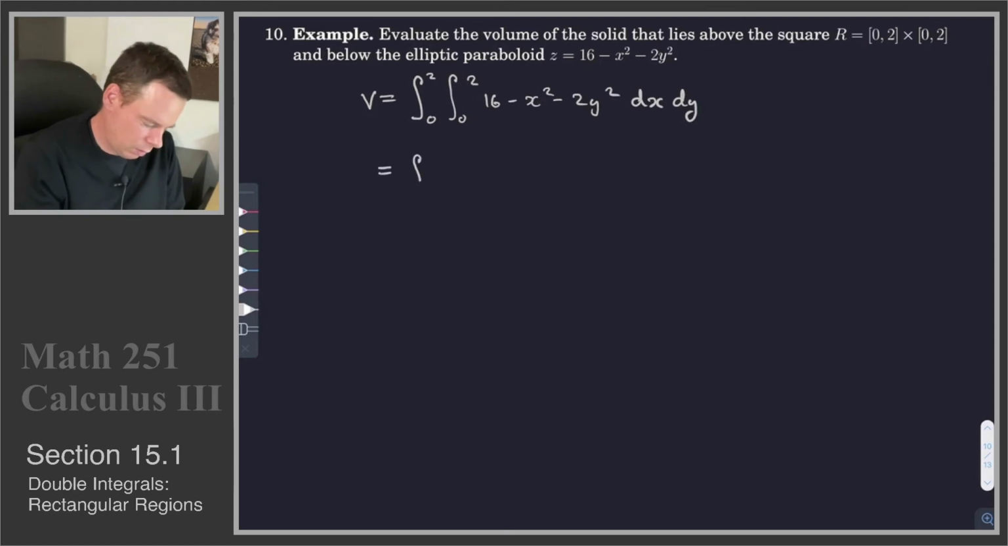So that means we're first going to integrate with respect to x: 16x minus 1/3 x cubed minus 2y squared x, from 0 to 2. So that's our innermost integral.